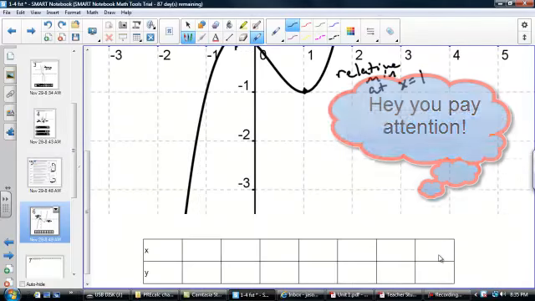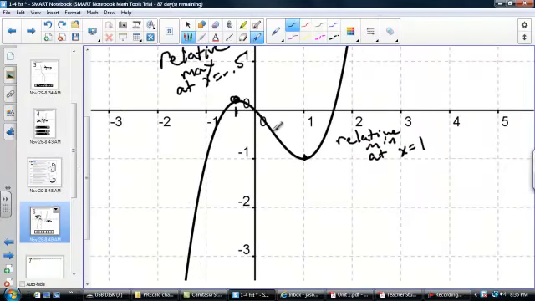To support this numerically, it's really quite simple. I'm going to choose a couple points right below negative 0.5 and right above negative 0.5, kind of like finding the limit as x approaches negative 0.5. And then I'm going to choose some points right below 1 and right above 1. What we should see is it increased and then it started decreasing.